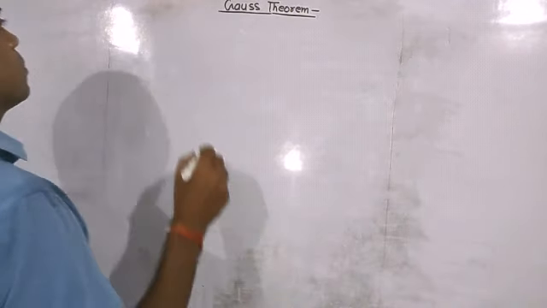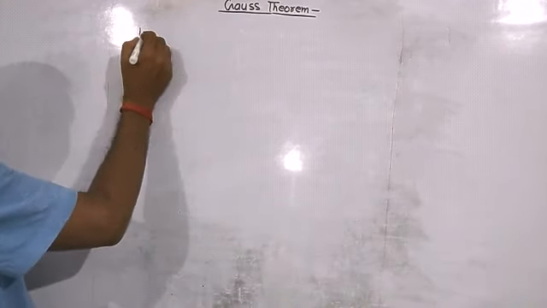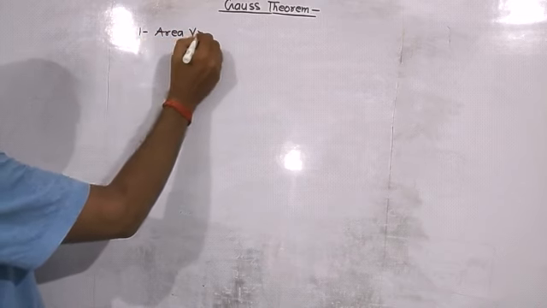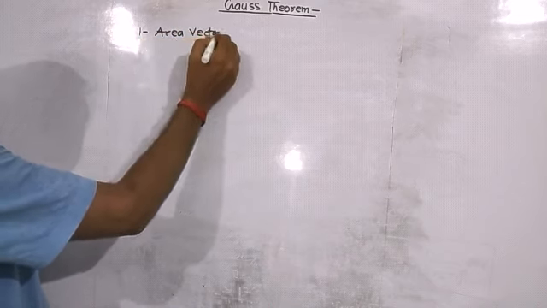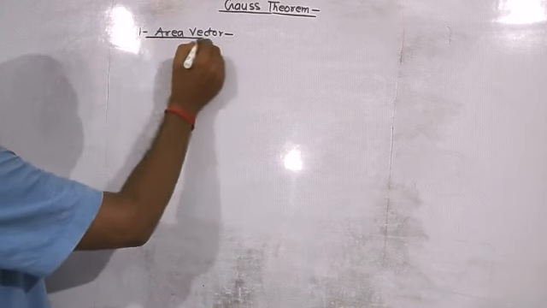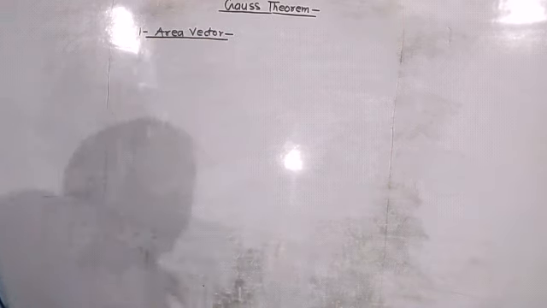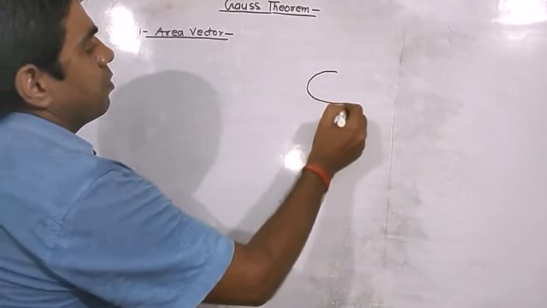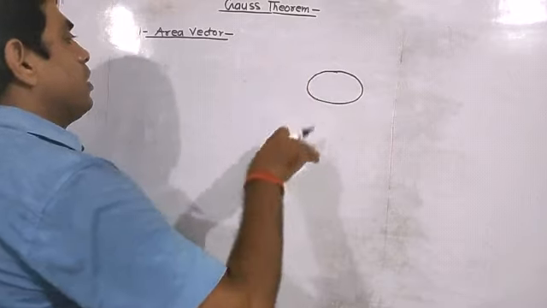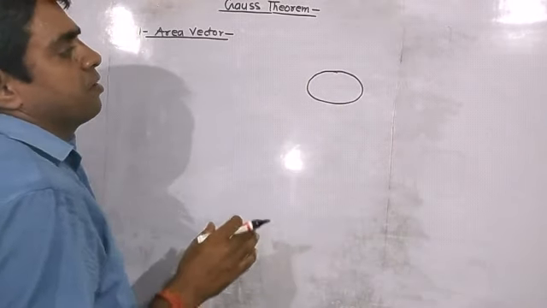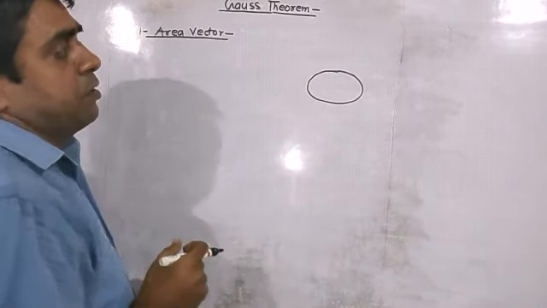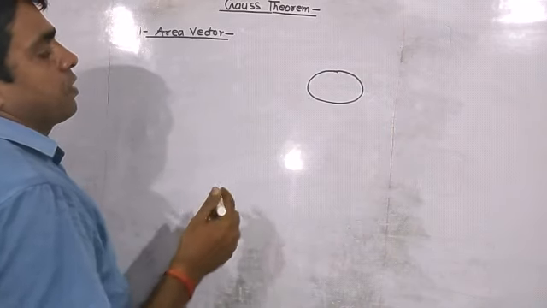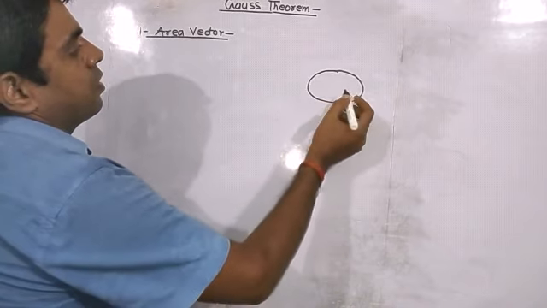So the first topic of the Gauss theorem is area vector. So what is area vector? Suppose that we have taken any kind of surface area. Any kind of surface area that has magnitude as well as direction, that we will call the area vector. Here we have taken any kind of area.